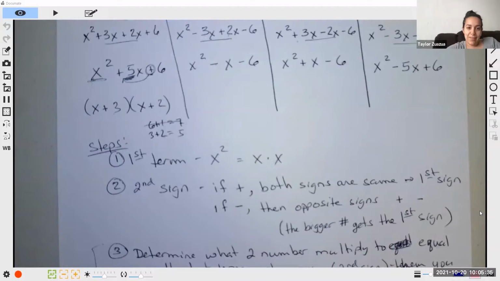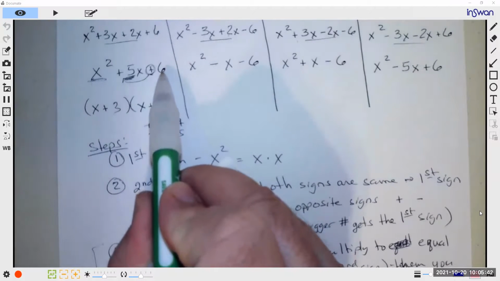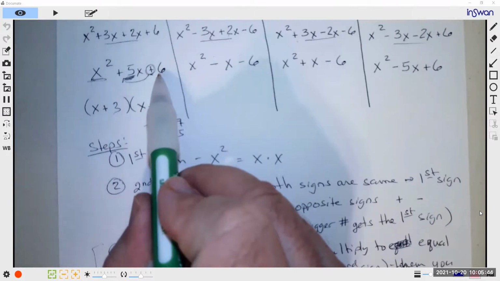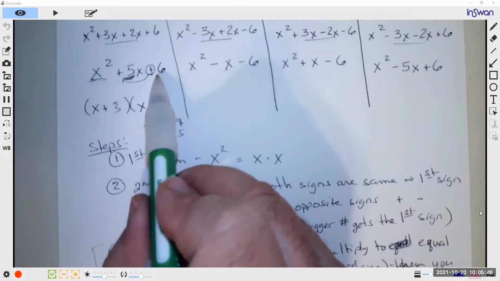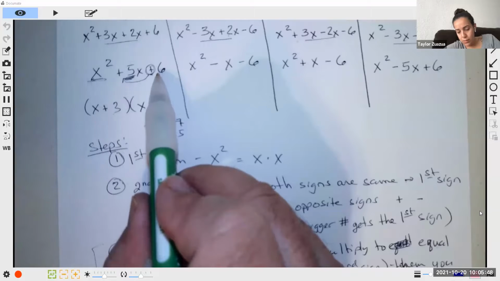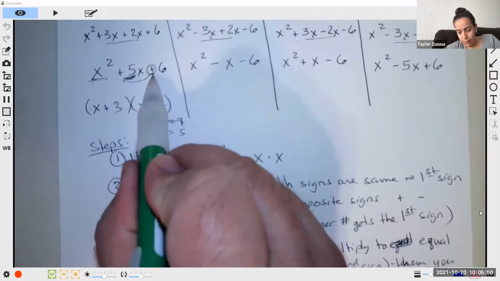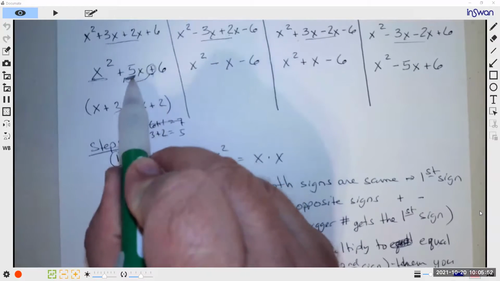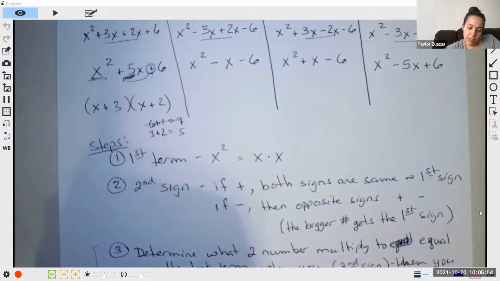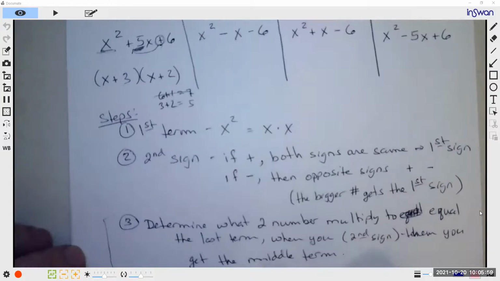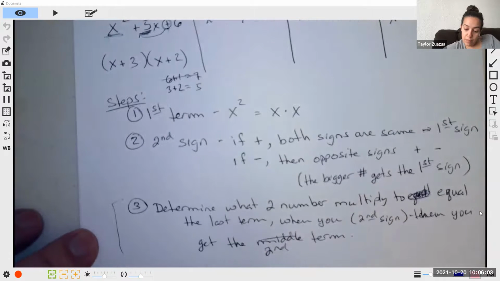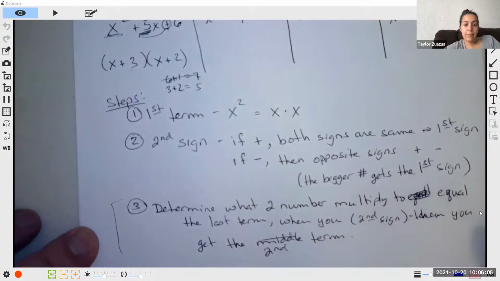I don't know how you got that. I saw how you got that, but I don't know how you got that. Okay, find two numbers that multiply to equal 6. Find all possible combinations. So 6 times 1, and 3 times 2. Now, when you add them, you get 5. So we're trying to get to the middle term. Right, and that's what it says here. Middle term. Got it.